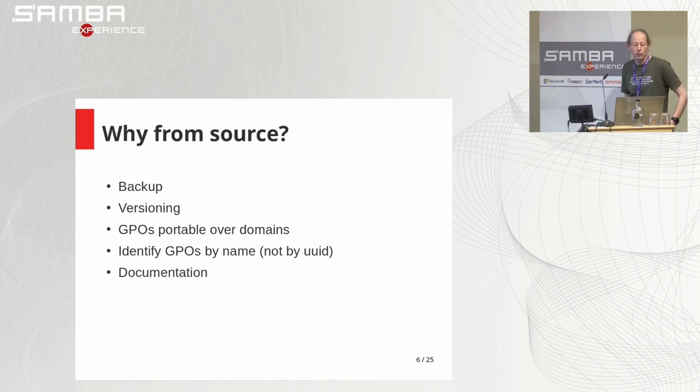So why do I want GPOs from source? I want to have a backup. I want to be able to revert to a previous version. And this requires them to be stored in text format. If you want to put them in Git, binary objects are no good. I want to be able to use them in different domains and to identify them by name. UUIDs are not for humans. And when you have them as source, you might as well use that source as the documentation.